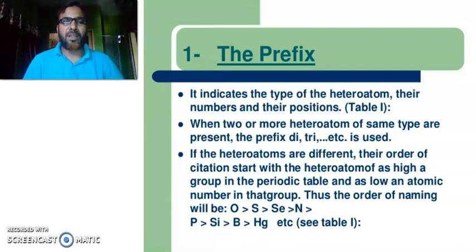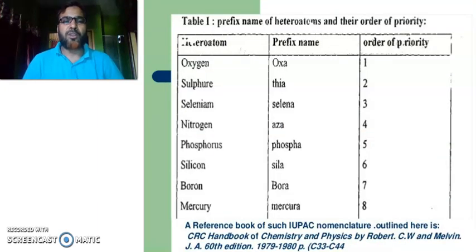Thus the order of naming will be oxygen greater than sulfur, sulfur greater than selenium, selenium greater than nitrogen, nitrogen greater than phosphorus, phosphorus greater than silicon, silicon greater than boron, boron greater than mercury, and so on. Now in this table you can see for oxygen, oxa, priority 1, sulfur, thia, priority 2, selenium, selena, priority 3, nitrogen, aza, priority 4, phosphorus, phospha, priority 5, silicon, sila, priority 6, boron, bora, priority 7, mercury, mercura, priority 8. So you know the prefix name, you know the order of priority, you know the heteroatoms.